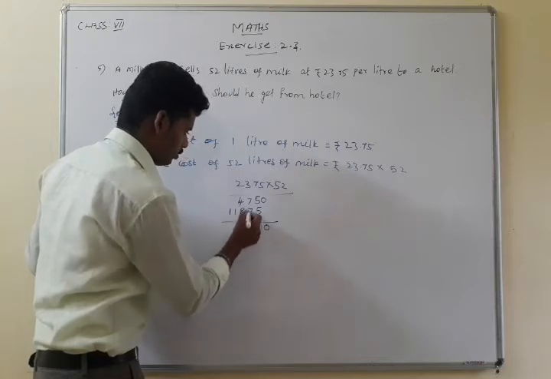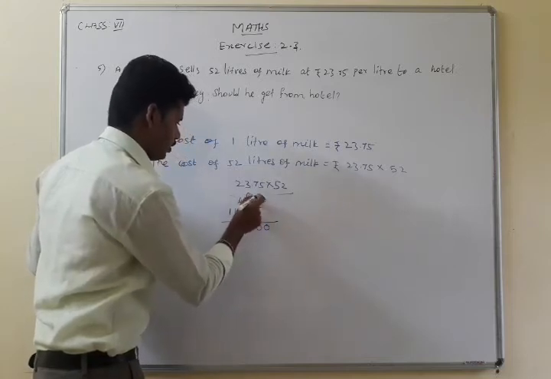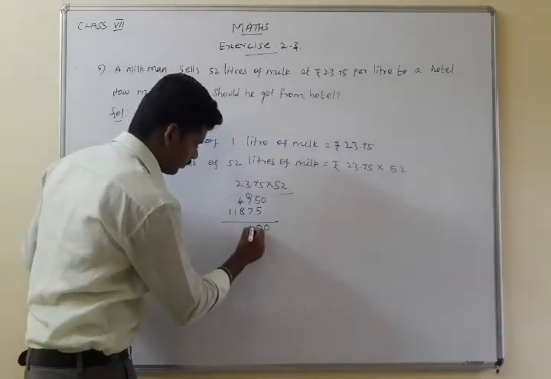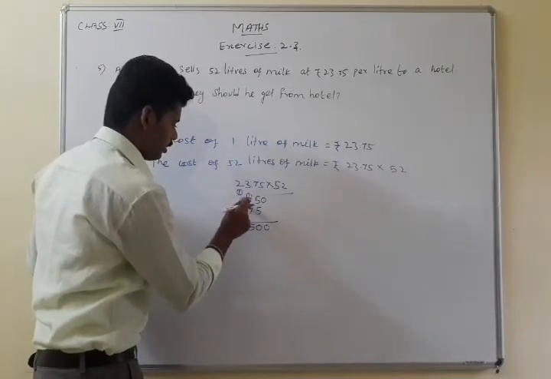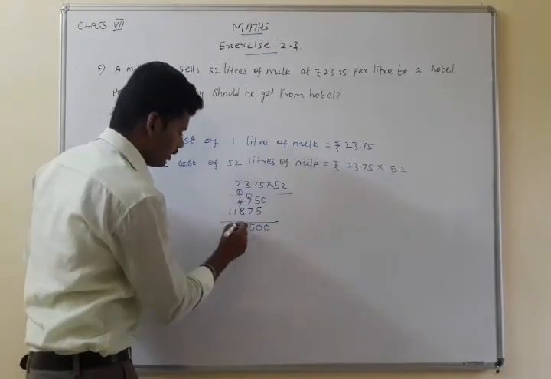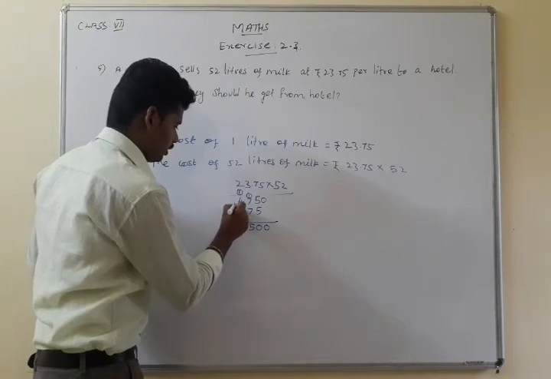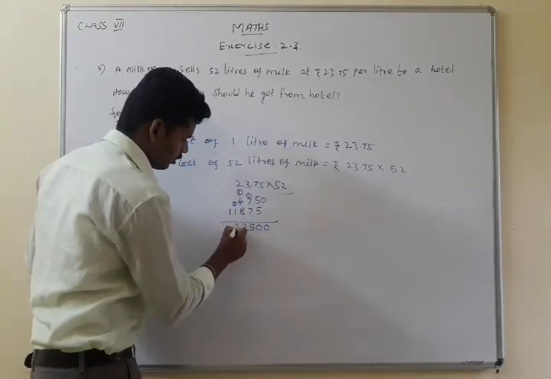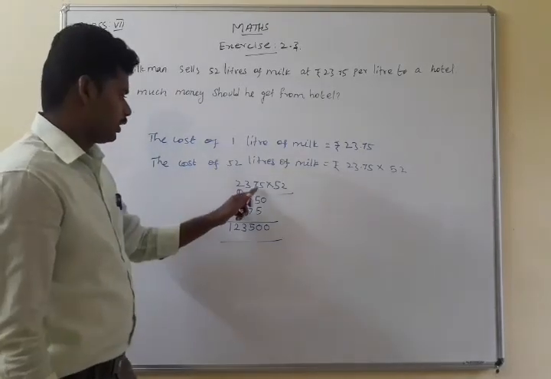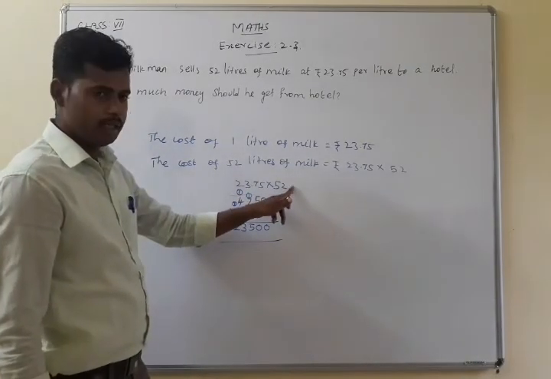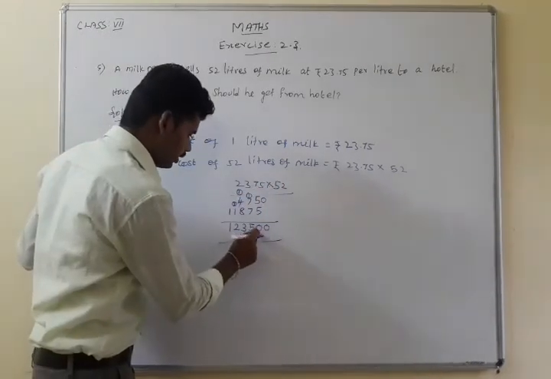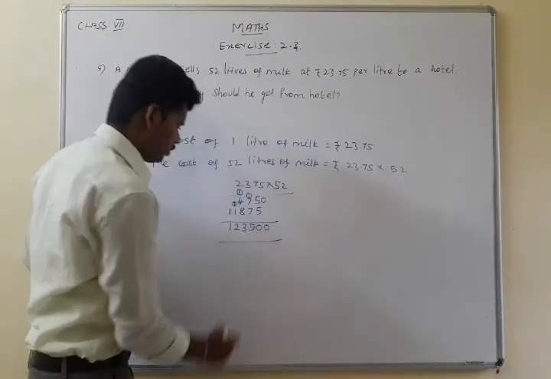Here 0. Here also 0. Here 1. 7 plus 7, 14. 14 plus 1, 15. Remainder 1. 8. 4 plus 8, 12. 12 plus 1, 13. Remainder 1. 1 plus 1, 2. Here 1. So here 2 decimal places are in, here no decimal places. So here 2 decimal places, 1, here 2.